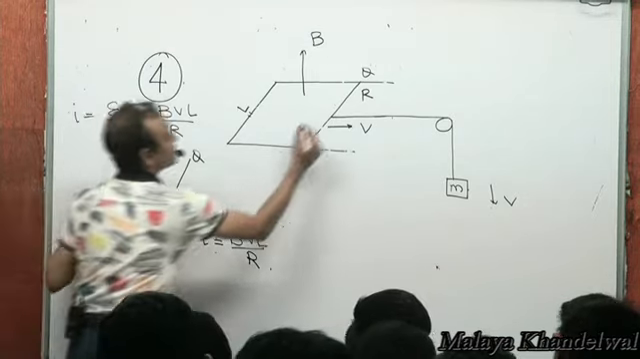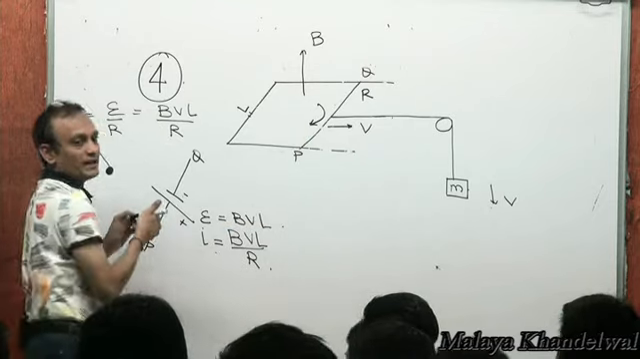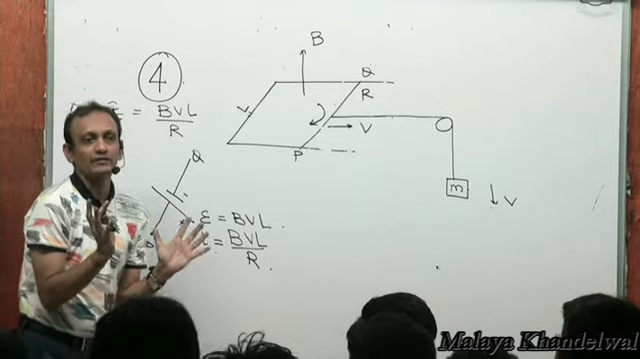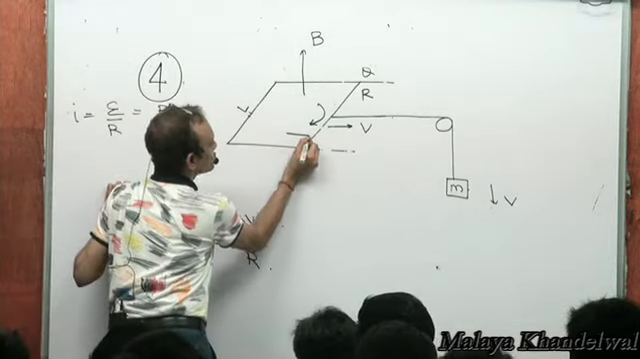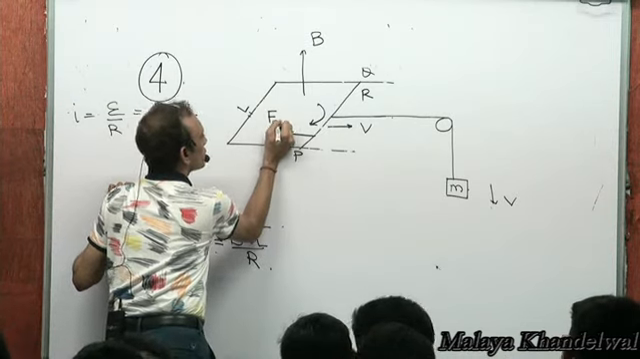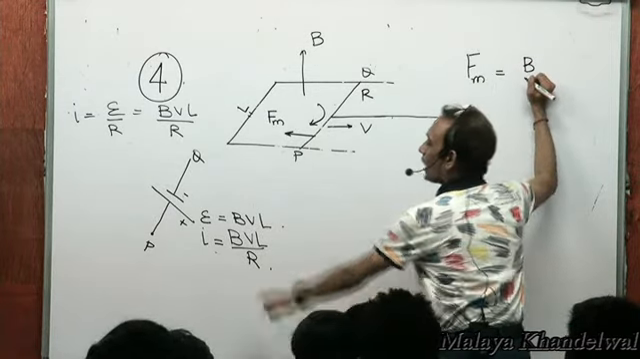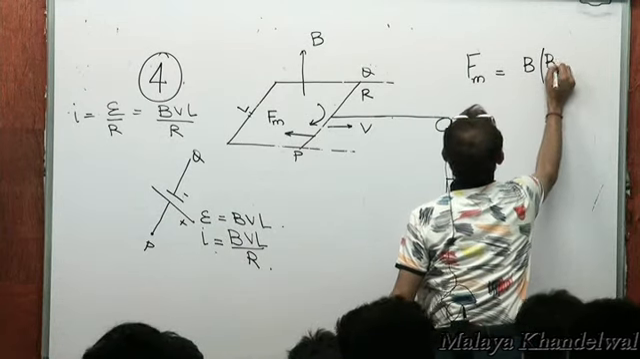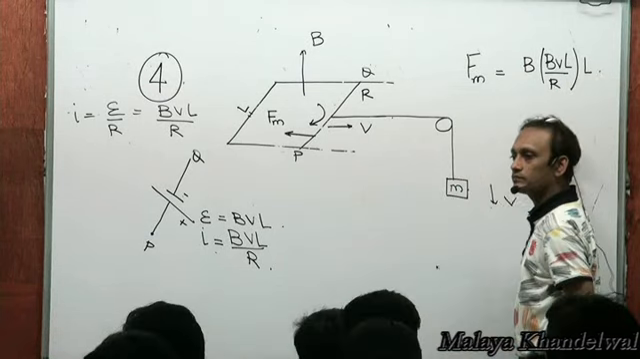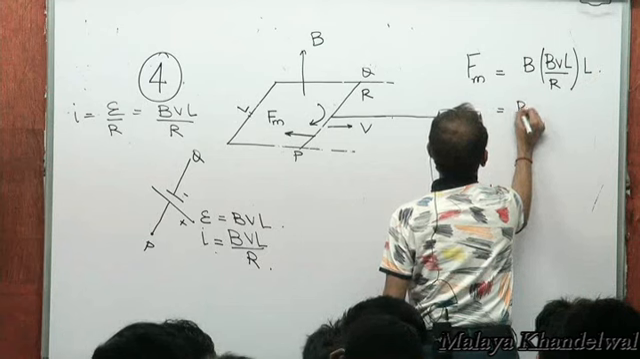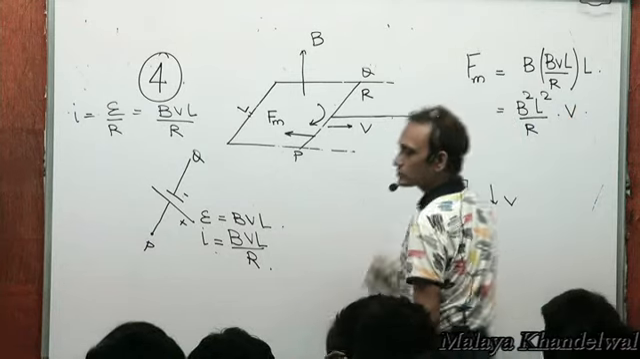So without doing a dl cross B, I can claim that it has to be leftwards. The current driven is like this, so dl is like this, B is like this, dl cross B would have to be like this. But I didn't have to do that. I can be sure that it has to be leftwards only. So there is a magnetic force BIL leftwards. What is the magnetic force? I is BvL by R. BIL is the magnetic force leftwards, which is B squared L squared by R into v. That's the magnetic force, right?